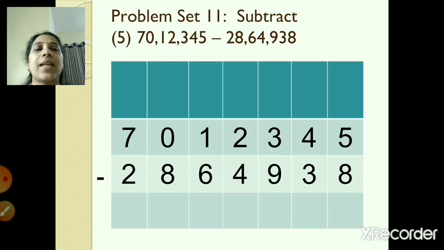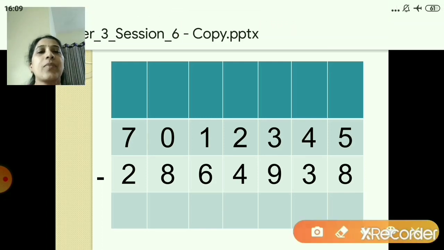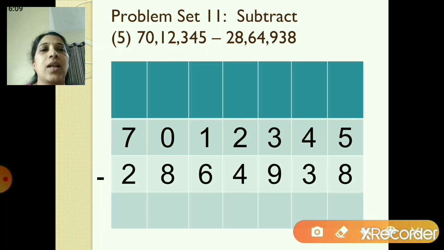So now let's arrange the other number. 28 lakh 64,938. So 8 in the units place, 3 in the tens place, 9 in the hundreds place, 4 in the thousands place, 6 in the 10,000s place, 8 in the lakhs place, and 2 in the 10 lakhs place. Let's carry out the subtraction. 5 minus 8. Can you subtract 8 from 5? No.